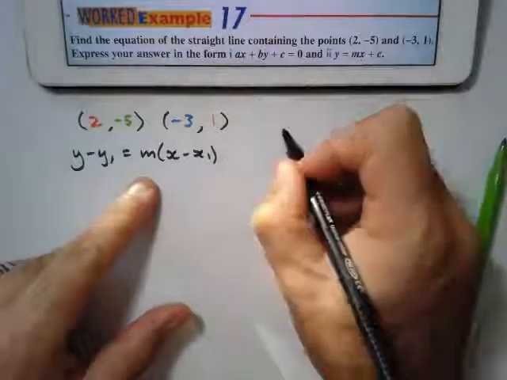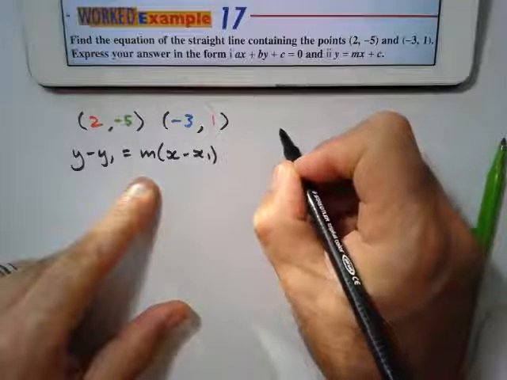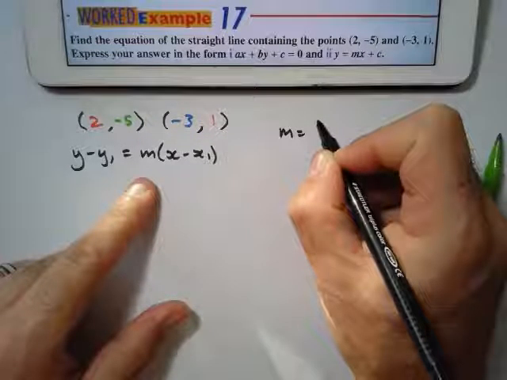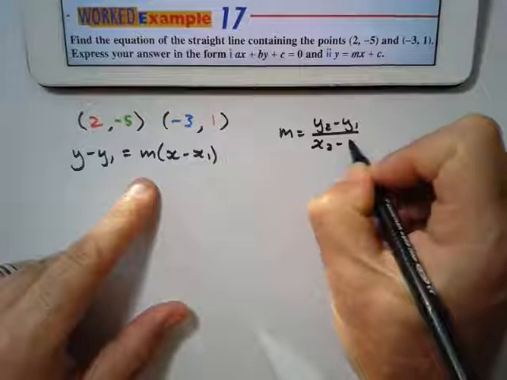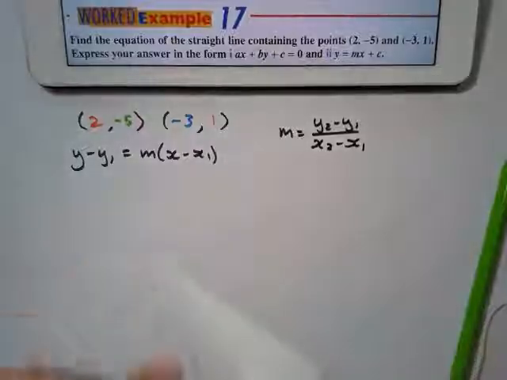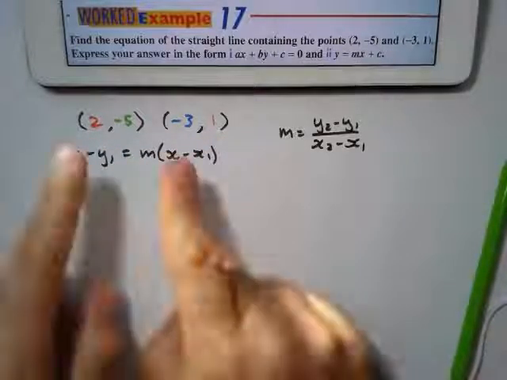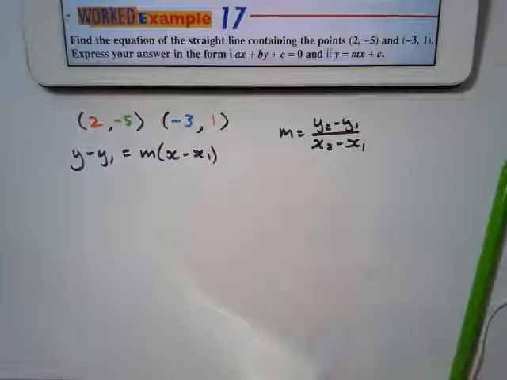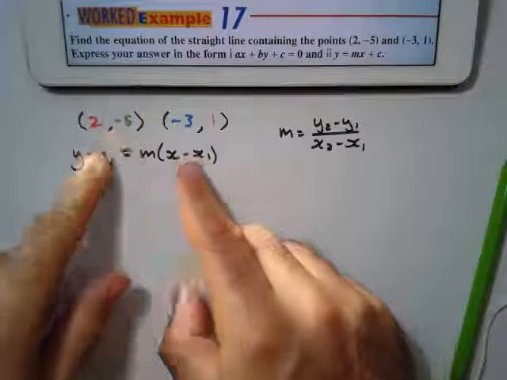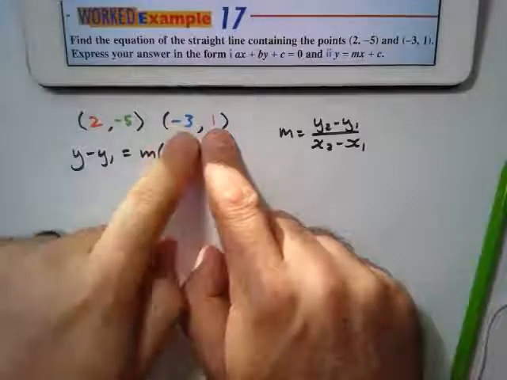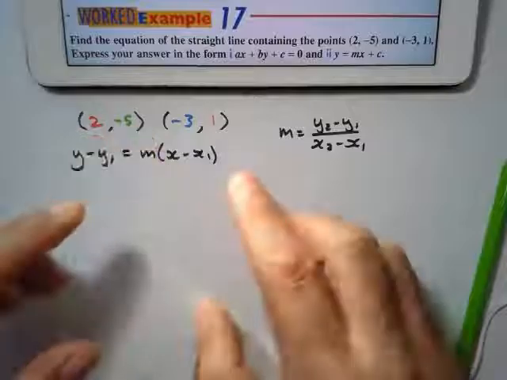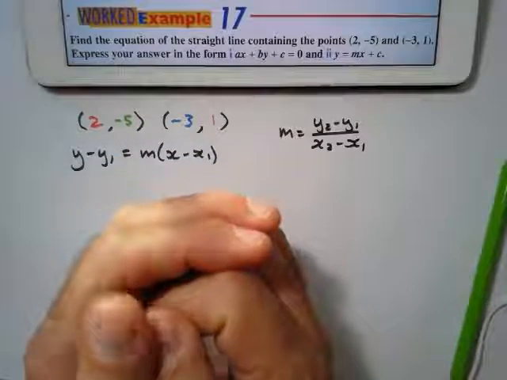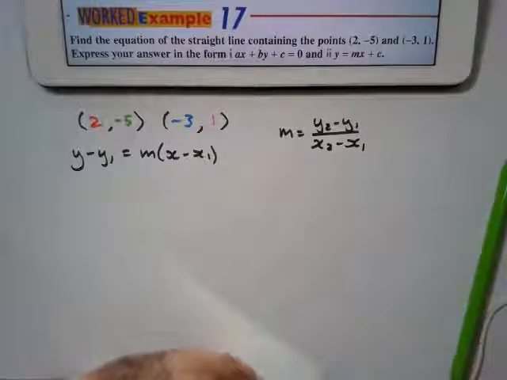So to find my gradient, I'm going to use the following formula. Gradient equals y2 minus y1 over x2 minus x1. Now again, it doesn't matter which one you use here. You can use any one of those two as y2, as long as if you choose this to be y2, this needs to be x2. So as long as they are all based together, you should be right.